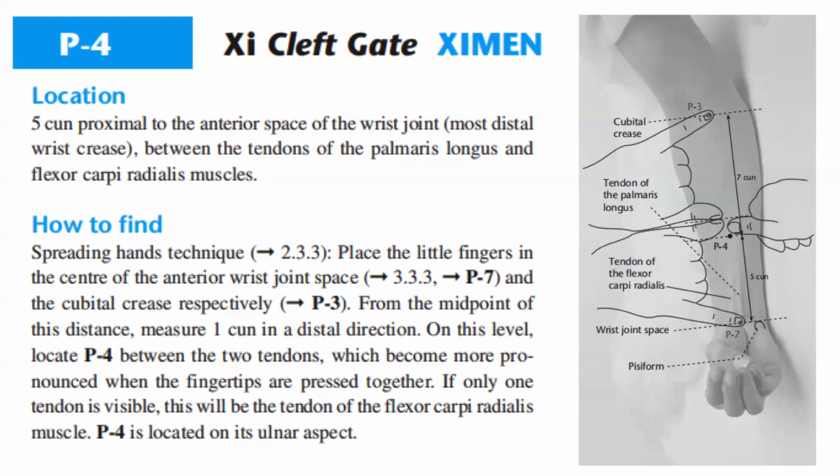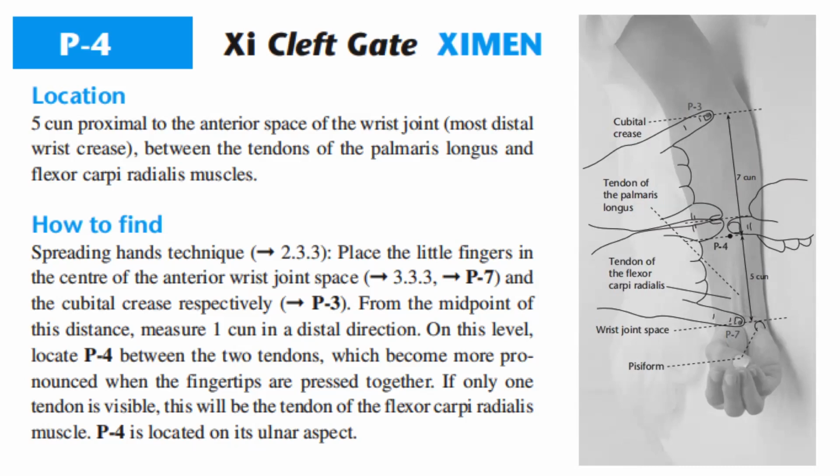How to find Pericardium 4? Using the spreading hands technique, place the little fingers in the center of the anterior wrist joint space, at the level of Pericardium 7, and at the cubital crease, respectively at Pericardium 3. From the midpoint of this distance, measure 1 Cun in a distal direction.